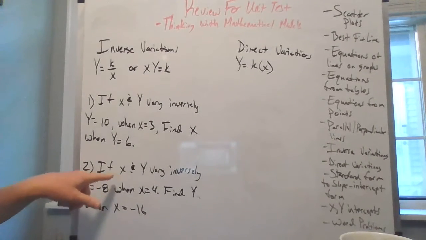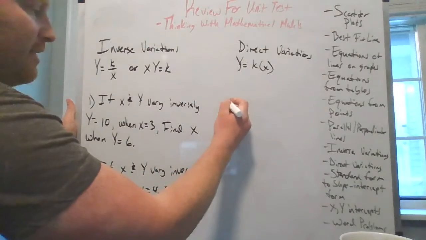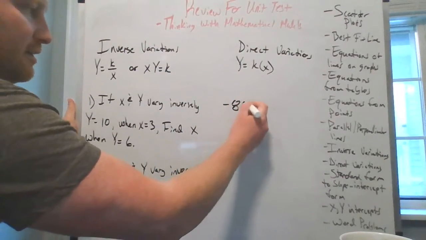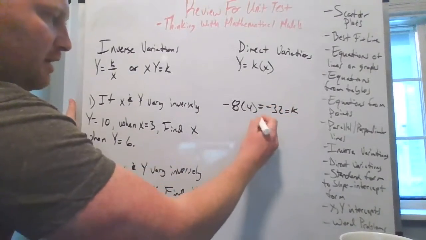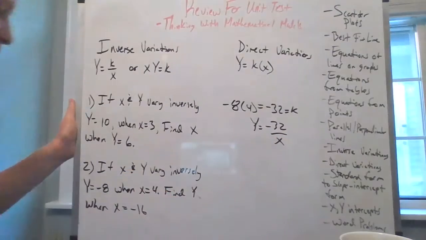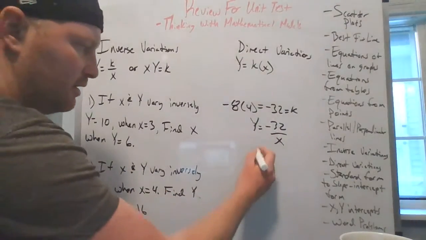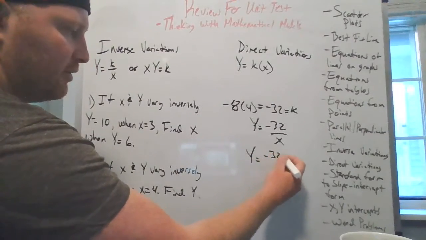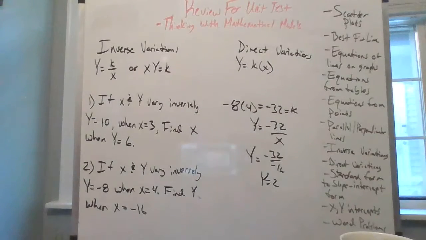Next one says the same thing. If x and y vary inversely, y is negative 8 when x is 4. Let's find that k first. Negative 8 times 4 we know is negative 32. There's our k. So y equals negative 32 over x. Okay, follow the process. Find y when x is negative 16. Y equals negative 32 over negative 16. Y equals 2. There is that. Pause it, take notes. You will see this on the quiz.